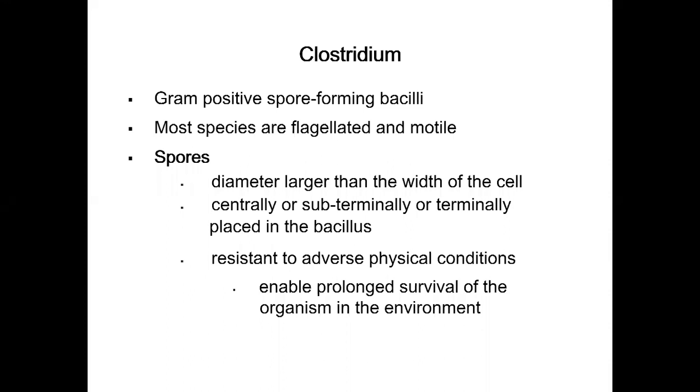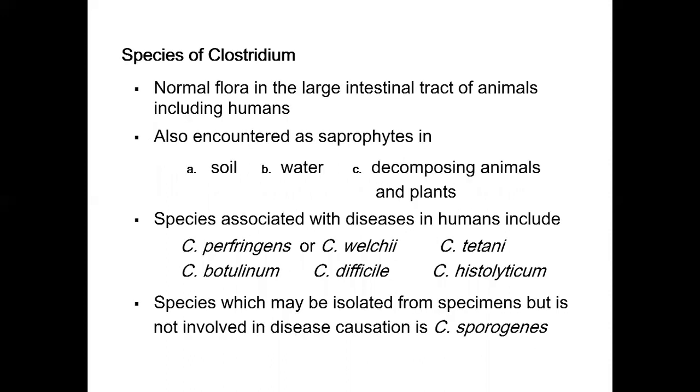Now these spores, they are typical bacterial spores which are formed by these organisms to enable survival during hard conditions. So they are resistant to adverse physical conditions and they enable prolonged survival of the organism, more so in the environment. And so these organisms are found in the large intestinal tract and they are passed out with the fecal matter into the environment, and then they form spores there and they can survive because of that spore for a longer time than other bacteria. So it enables survival.